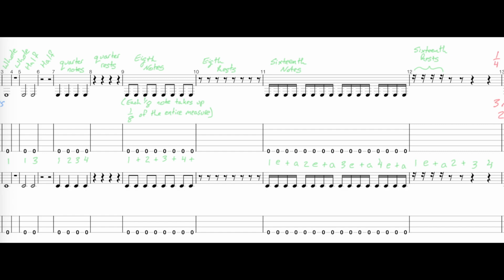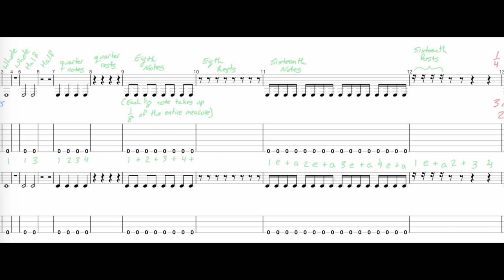We're going to 16th notes, and as you can guess, 16 of them fit in a whole measure. When you're subdividing these, it becomes a little bit more tricky. You're going to add an E and an A. So you've got 1 E and a. So 1 E and a, 2 E and a, 3 E and a, 4 E and a.